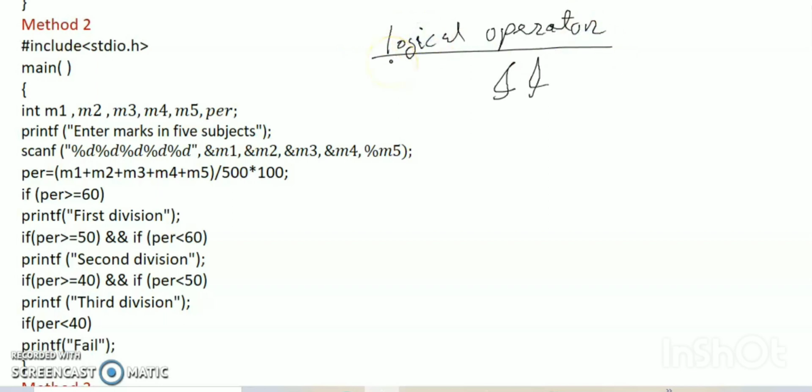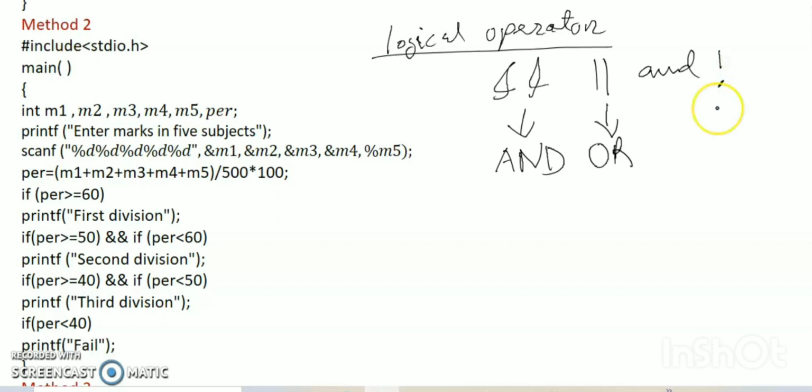Logical operators, namely and, or, and not. This is and, this is or, this is not, respectively. There are several things to note about these logical operators.